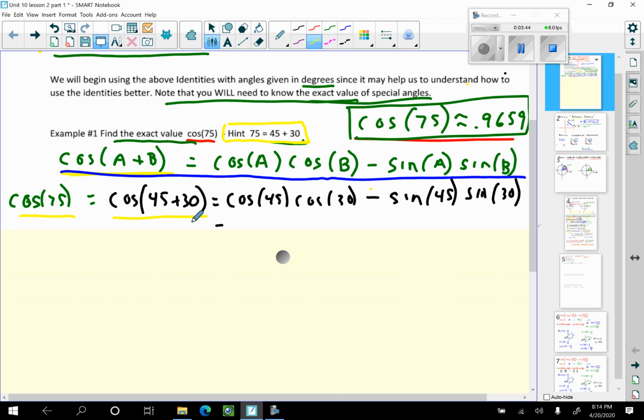And by the formula, this is going to be cosine of 45 times cosine of 30 minus sine of 45 times the sine of 30. This is the formula that we're applying. And now, look at this, ladies and gentlemen. I know the exact value of this. I know the exact value of this by the unit circle. I know the exact value of this. I know the exact value of this.